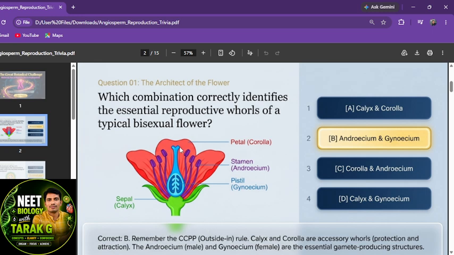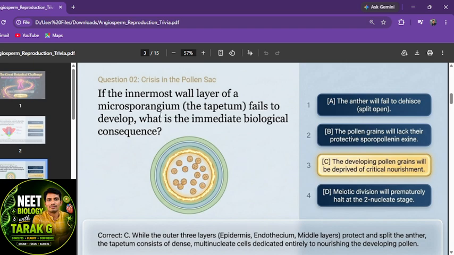Outermost one is the calyx. Second one is the corolla. Next one is the androecium. Last one is the gynoecium, right? The answer is B. We'll go for the second one.